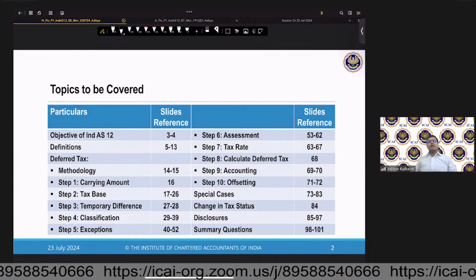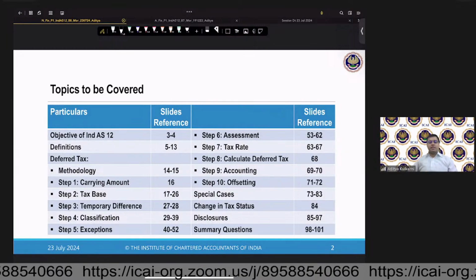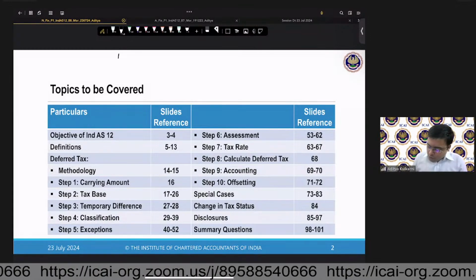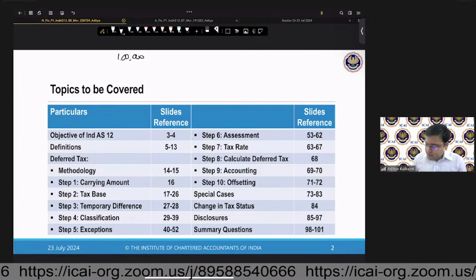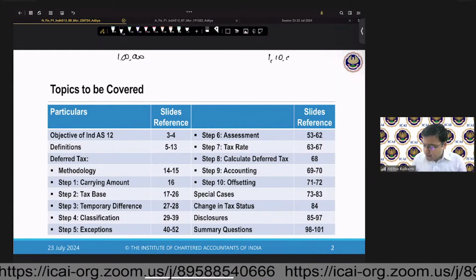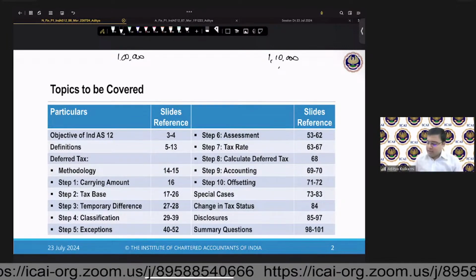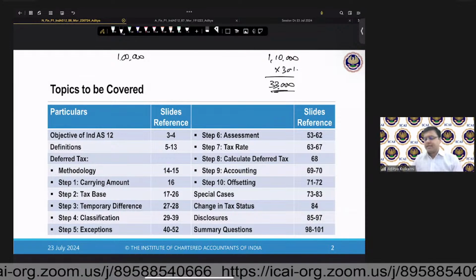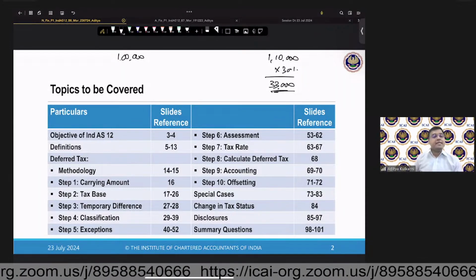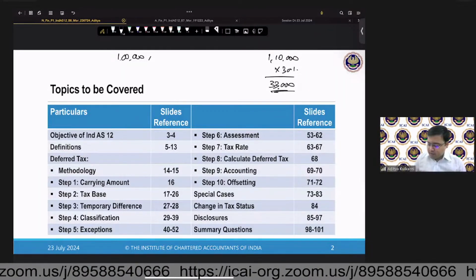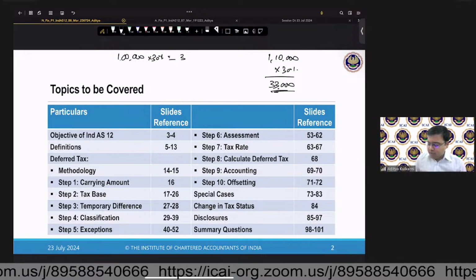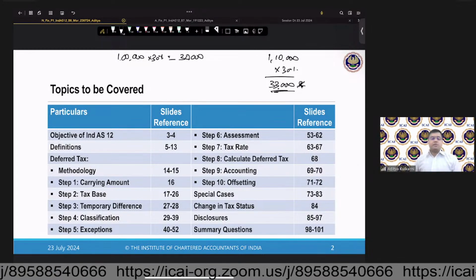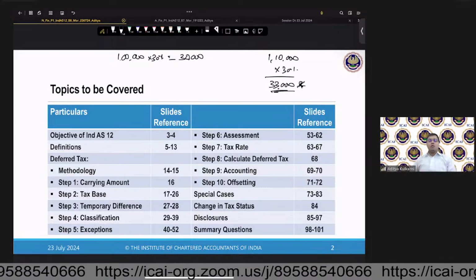And because of that, you are having this particular standard on income taxes. Suppose your book profit is 1 lakh and your taxable profit is 1,10,000. Tax rate is 30%, so you would be paying a tax of 33,000. But a reader of financial statements will say 1 lakh into 30% is 30,000. Then why have you paid 33,000? That is the question that he will always have.